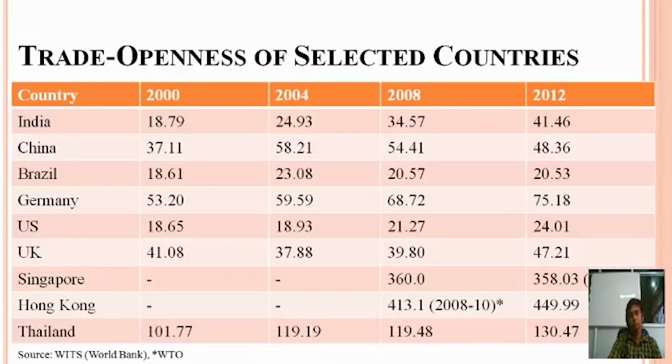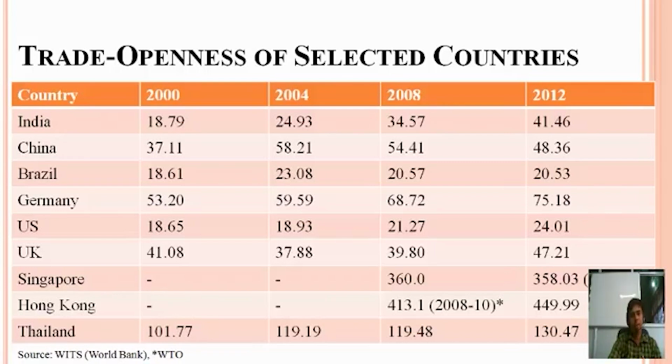If one looks at the trade openness of selected countries, the index for India was 18.79 in 2000, which reached a new level of 41.46 in 2012, while in China it was 37.11 in 2000, which reached 48.36%.